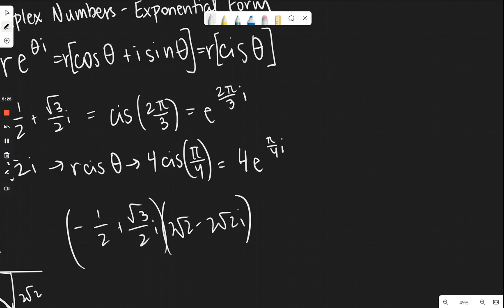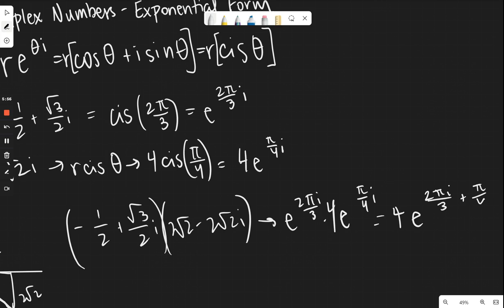Because if we look at numbers like this, we know this is the same thing as multiplying e to the 2 pi i over 3 times 4e to the pi over 4i. Well, we know that when we have two numbers with the same base but different exponents, and the 4 as a constant, we can just put it ahead and add the exponents. So this is e to the 2 pi i over 3 plus pi over 4i.